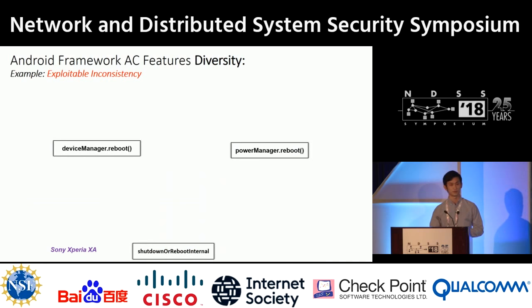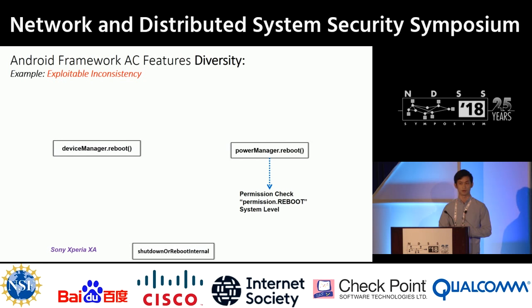Okay, before diving into talking about the challenges, let's first look at an example of an exploitable inconsistency. As we have discovered in the Sony Xperia XA device, there are two APIs that can lead to a system shutdown by invoking the underlying sink. One is called DeviceManager.reboot, and another one is PowerManager.reboot. PowerManager.reboot first checks if the caller has permission.REBOOT, which is a system-level permission.